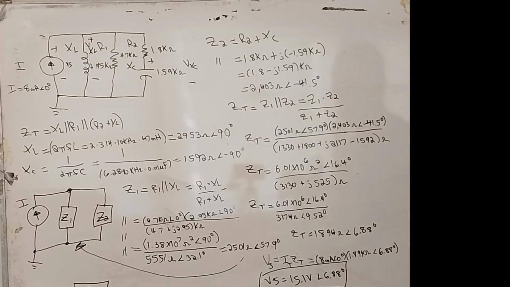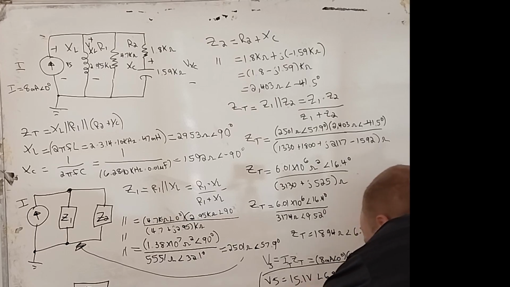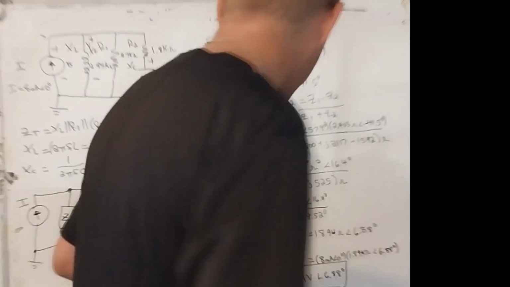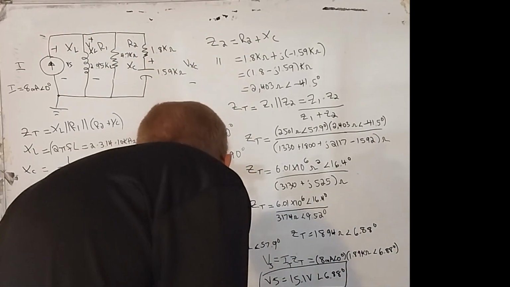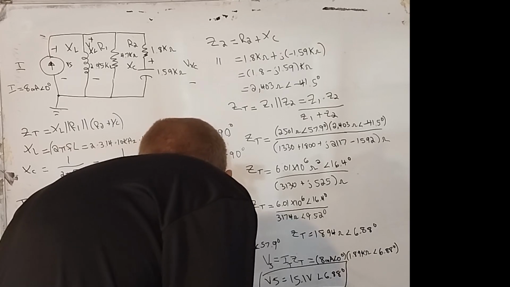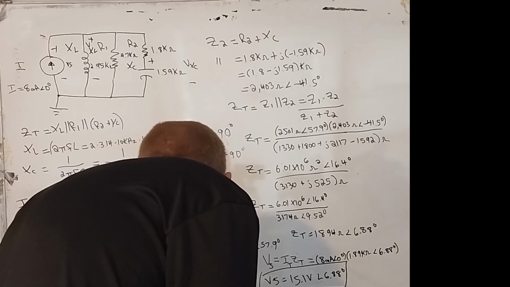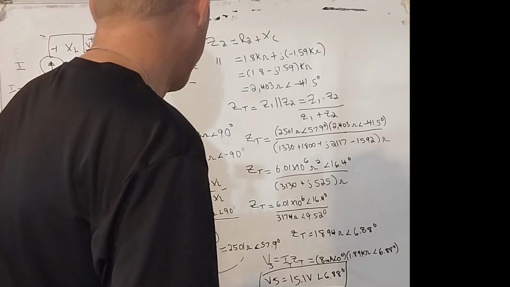Then the second answer, what's X of L? Well, X of L is also equal to 15.1 volts at an angle of 6.88 degrees. But if we want to solve for X of C, we have to use the voltage divider formula, and that's Vs times... the voltage of X of C is equal to Vs times X of C divided by the total impedance here, which is Z sub 2.